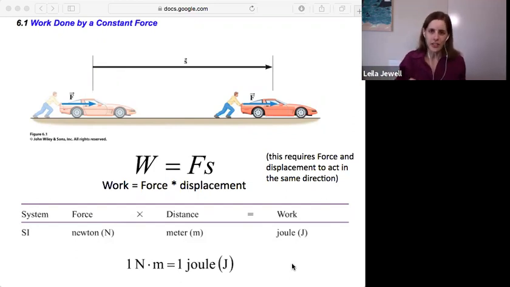Now, I mentioned earlier that this equation of the work being force times the displacement only applies when they're in the exact same direction. But sometimes a force isn't in the same direction as the displacement, as the actual motion or path. So what then? Well, let's look at an example to try and explore this.